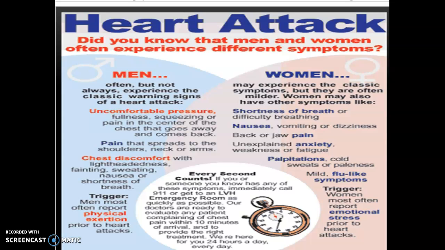arms. Sometimes men and women experience some different symptoms of chest pain. So men usually report classic symptoms of chest pain, such as squeezing or pain in the centre of the chest that goes away and comes back. It's usually triggered by physical exertion. Whereas women, they may have the classic signs as well, but they also often report shortness of breath, nausea, pain, anxiety, palpitations. And a trigger for many women is a lot of emotional stress prior to having a heart attack.